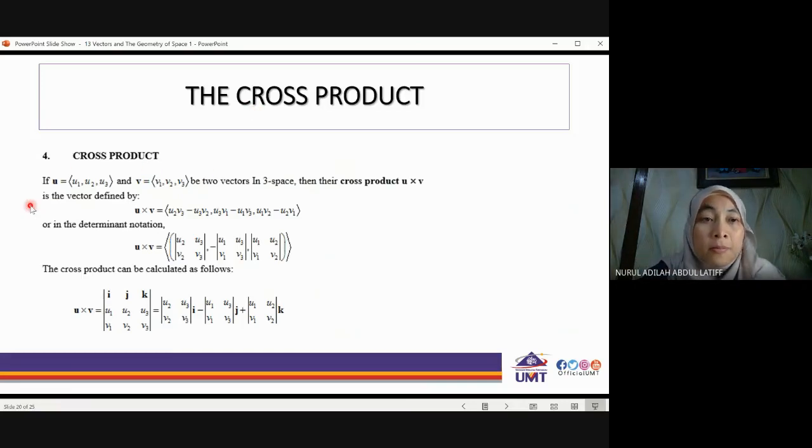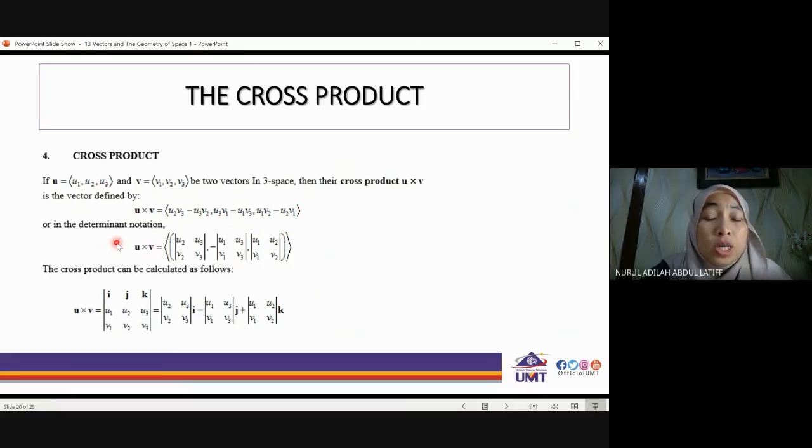So let's have a look. What is the cross product? If u is equals to u1, u2, u3, and v is equals to v1, v2, v3, be two vectors in 3-space, then their cross product u times v is the vector defined by u times v is equals to this. Or in the determinant notation, it is actually like this. It is u2 v3 minus u3 v2 for x, or for i, u3 v1 minus u1 v3 for y or for j, u1 v2 minus u2 v1 for k or z.